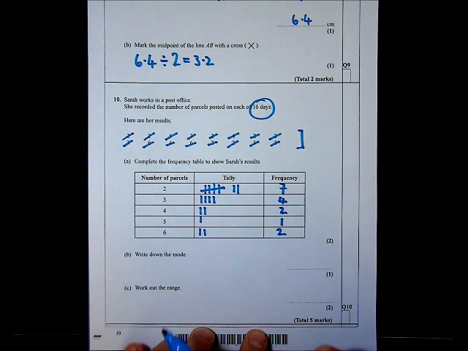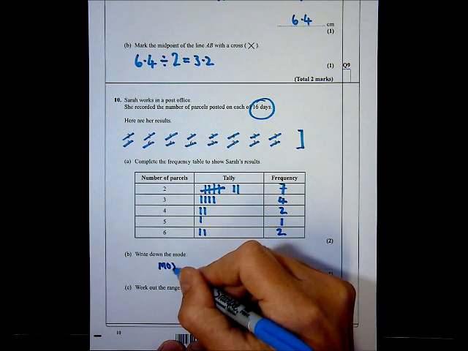In part B, I'm asked to write down the mode, and the mode again is the most common.